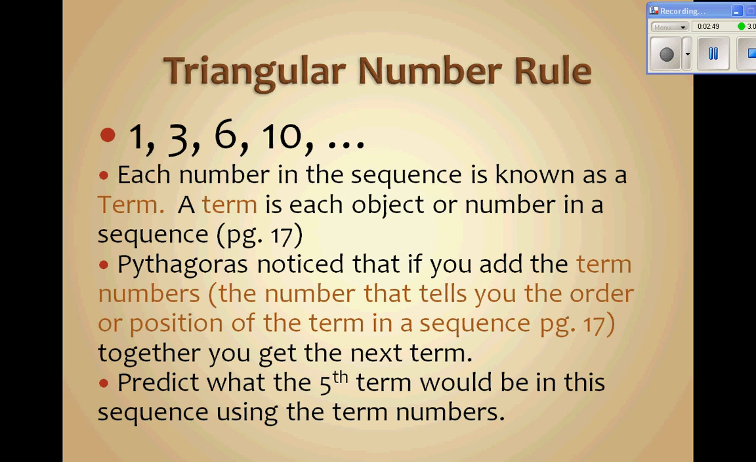If you add together the term numbers, you will get the term in the sequence. For instance, to get the second term in the sequence, you would simply add the term numbers 1 plus 2. 1 plus 2 equals 3. The term in the second position is 3. See if you can predict what the 5th term would be in the sequence using term numbers. Again, the rule is to add all the term numbers up to the term you are looking for.